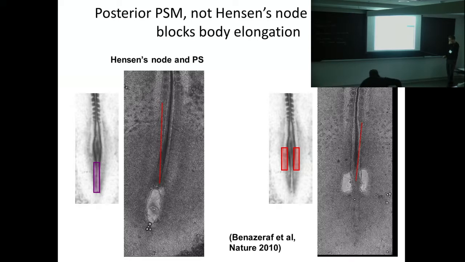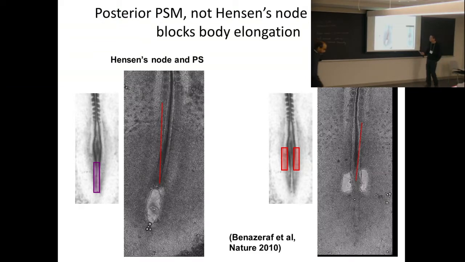And so a while ago, Bertrand Benasseraf, when he was in my lab, was interested in this question. What he decided to do is to perform a series of ablations of different regions in the posterior end of the embryo to try to identify the key elements that control this process of posterior elongation. So for instance, what they did was to either remove all the axial structures posteriorly, so that includes the entire primitive streak at this stage.